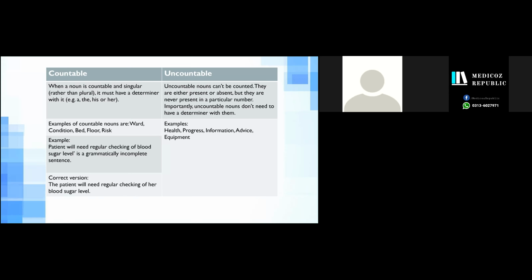Then when we are talking about uncountable nouns, they can't be counted. They are either present or absent, but they are never present in a particular number. Importantly, uncountable nouns don't need to have a determiner with them. Sometimes a determiner can be used with them in particular situations, and we are going to tell you how to use them in those situations. For example, uncountable nouns can be health, progress, information, advice, equipment. These cannot be counted in numbers, hence they are called uncountable nouns.